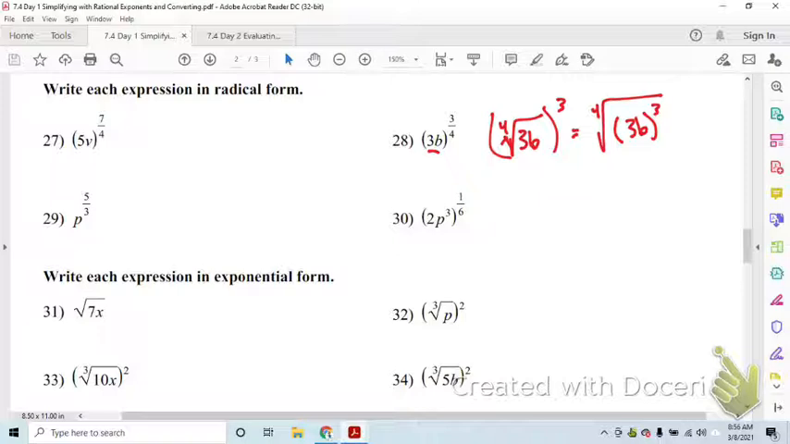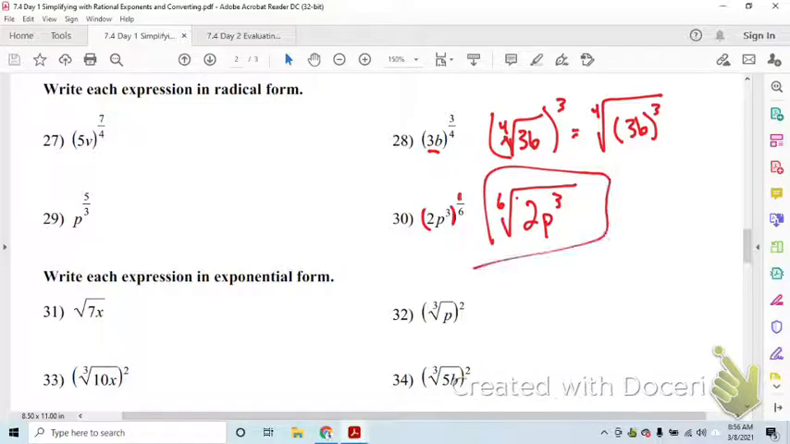So, number 30 would be the 6th root of 2p to the 3rd. Now, since there's a 1 power or a 1st power there, we don't have to worry about anything else, okay? We just take what's inside these parentheses and put it right there. So we're good.